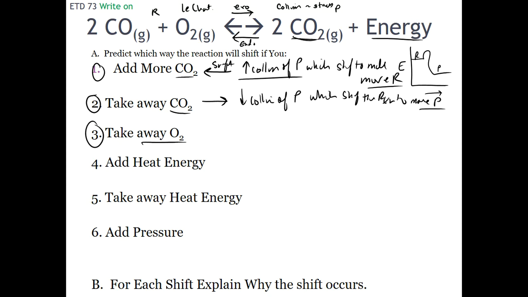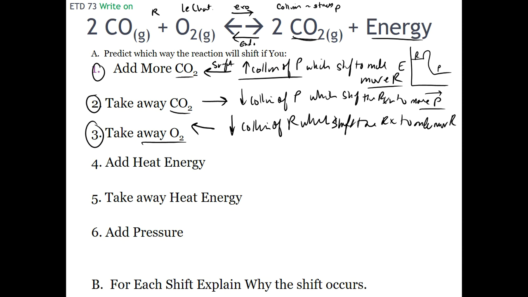Well, if I remember Le Chatelier, add away, take towards. Oxygen is one of my reactants. So basically what I'm doing is shifting this to favor the reverse reaction, right? I'm reducing the number of collisions of my oxygen, my reactants, which is going to shift the reaction to make more reactants, make more oxygen.